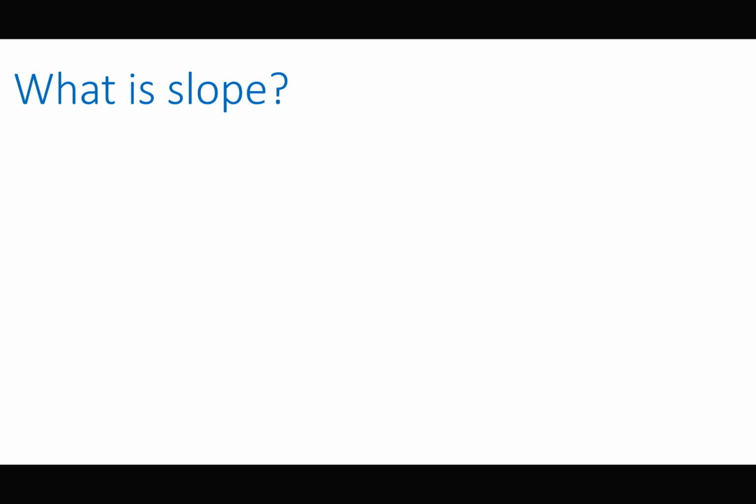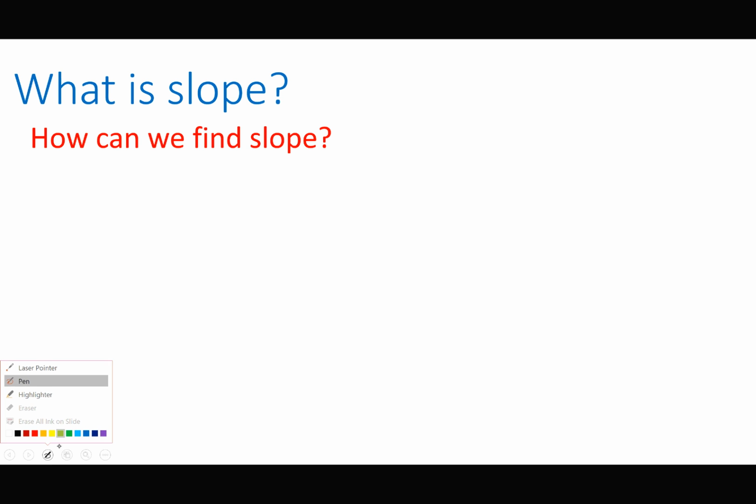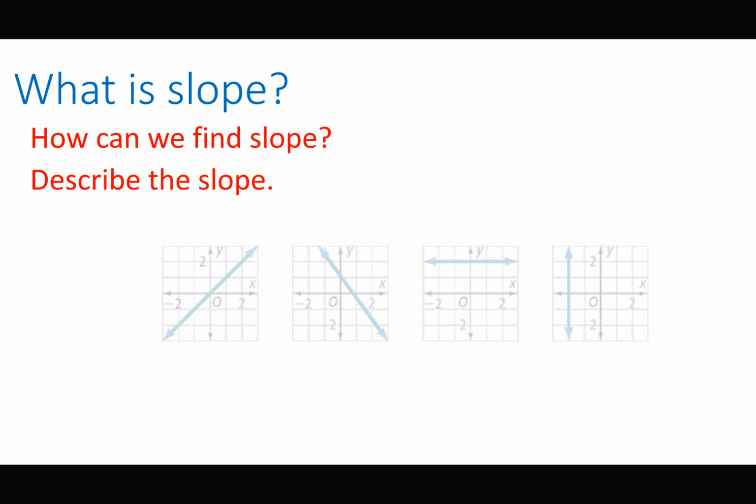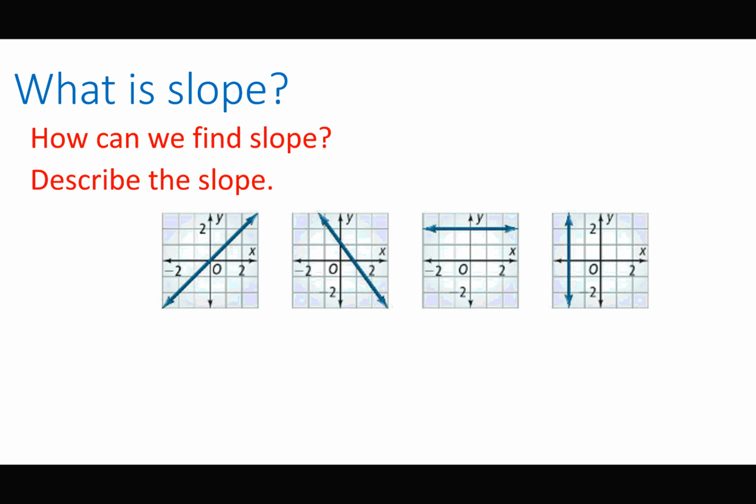Okay, so let's talk about slope. So what is slope and how can we find slope? Slope represents how steep our graph is. And so if we want to describe slope, we could have these different options. This one would have a positive slope, and it's moving from the lower left to the upper right. This would be a negative slope.